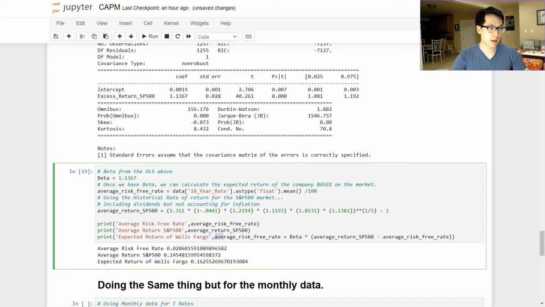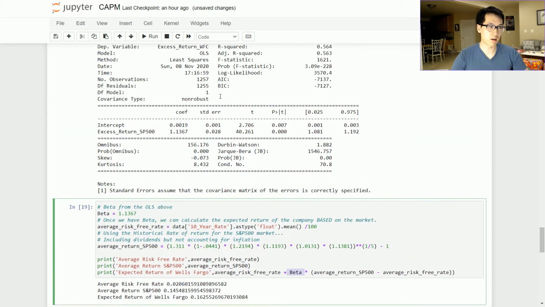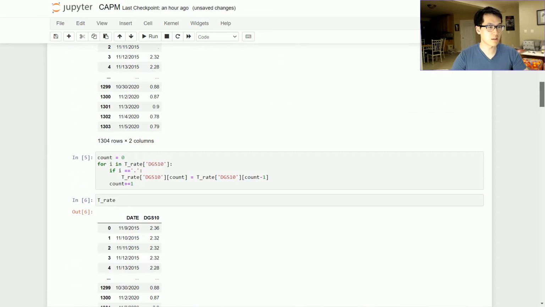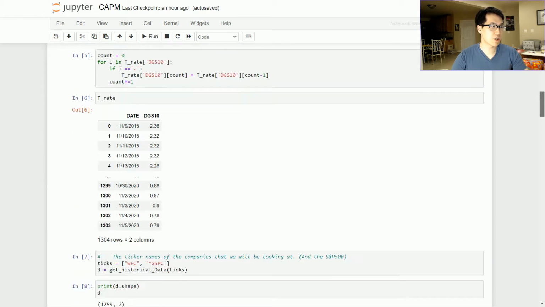So notice that we have the average risk-free, which is essentially just the average of all of our 10-year rates. I just average that, and then we get our beta, which we calculated in our ordinary least squares up here. Then we get the risk of our expected returns of our market, and we subtract that from our average risk-free rate, and that is the equation up over here. That's pretty much all it is right there.